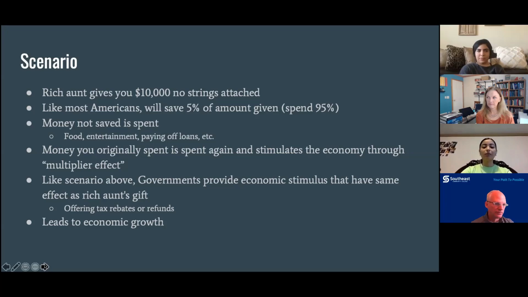So the money you originally spent is spent again and stimulates the economy through something called the multiplier effect, because obviously when you buy something, that money is used to pay off a worker's wages and they continue to spend that money on whatever they want. So like the scenario above, the governments provide economic stimulus to have the same effect as that rich aunt's gift. They do this by offering tax rebates or refunds, and this is supposed to lead to economic growth. So throughout this presentation, I'm basically just going to show you the math behind these stimulus packages and how they relate to today.